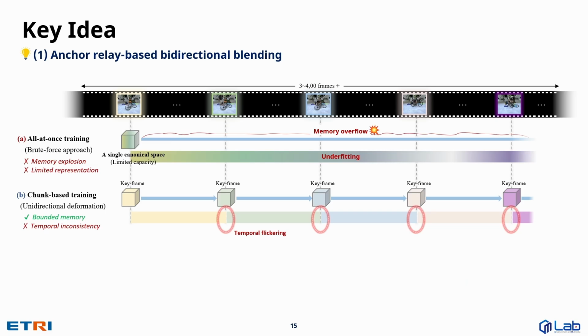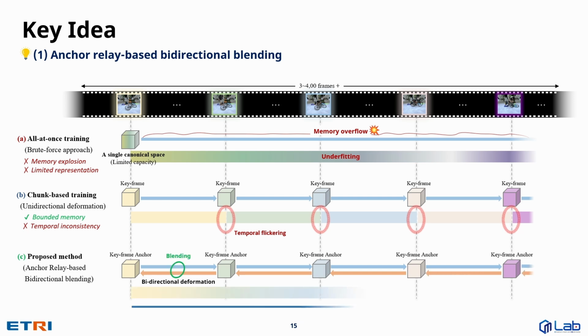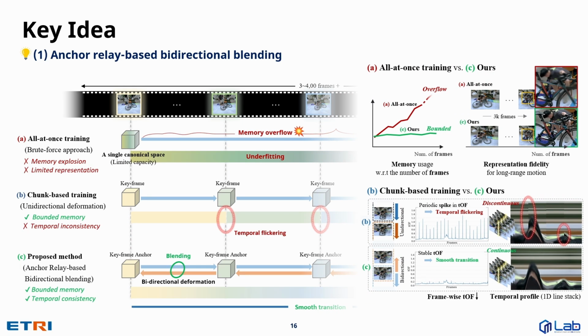To address these limitations, we propose MoRel. Its core idea is anchor relay-based bidirectional blending, which relays keyframe anchors over time to achieve both bounded memory and smooth temporal transition. The results on the right support this idea more clearly. Compared with all-at-once training, our method maintains bounded memory usage while preserving higher representation fidelity over long-range sequences. Compared with chunk-based training, it shows a more stable TOF curve and a more continuous temporal profile, indicating better temporal consistency. In summary, MoRel achieves both memory efficiency and temporal coherence for long-range 4D reconstruction.